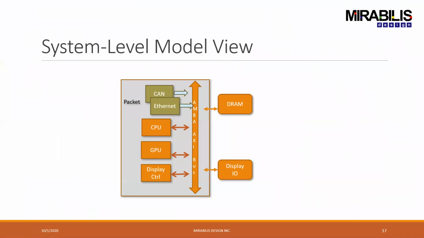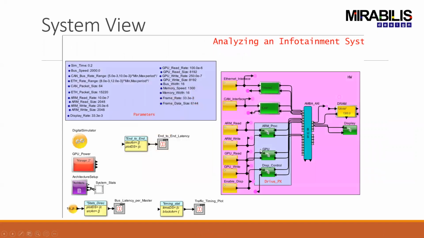Now, what you can do is say, okay, based on that whole overall simulation, I just want to focus on one attribute, which is I want to see CAN and Ethernet come into an FC bus, and I've got some CPU, GPU, display controllers, DRAM, and display I/O. Now, what I can do is build a system model that focuses on only that attribute. You saw the earlier one for the entire system, but here I'm just going to focus on this one attribute and see what the behavior is for it.